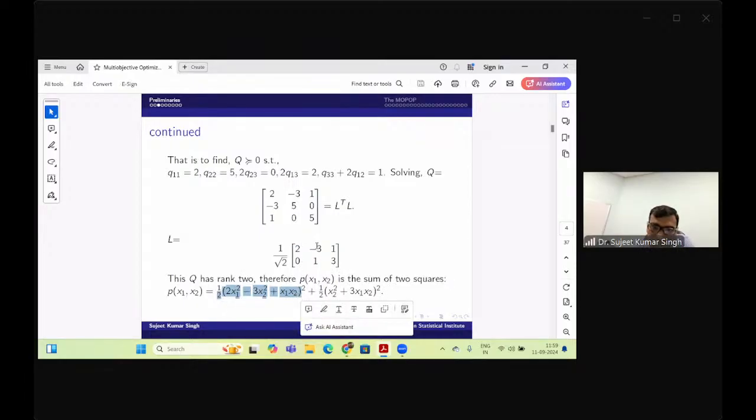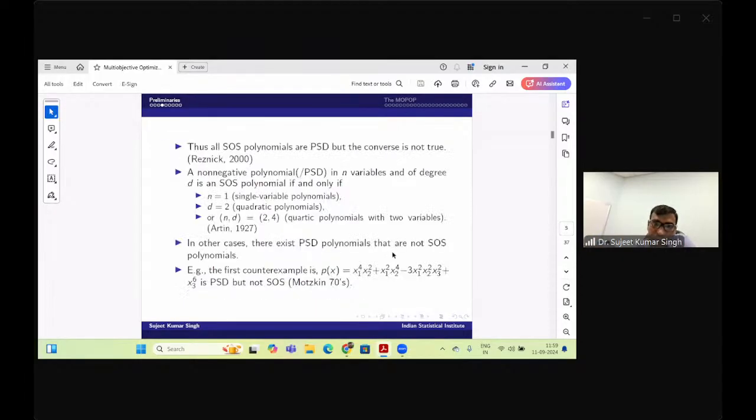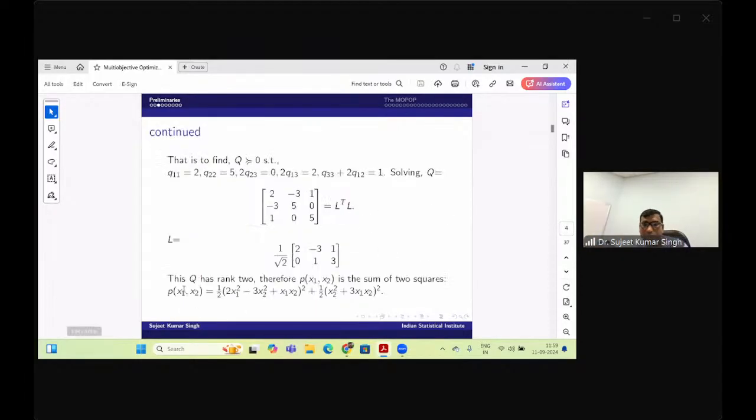So the first sum of squares component of the polynomial will be 2 times the first component x1 square, minus 3 times the second component, plus the third component x1 x2, whole square. And then the second term will be 0 for the x1 square, and then 1 times x2 square plus 3 times x1 x2, whole square. So this is how we find the sum of squares representation of any polynomial. If we can find a sum of squares representation like this, then we can ensure that the polynomial is a non-negative polynomial.